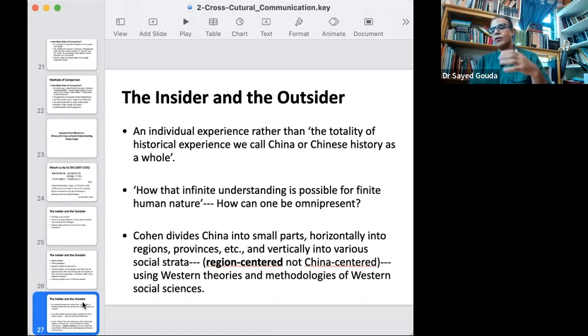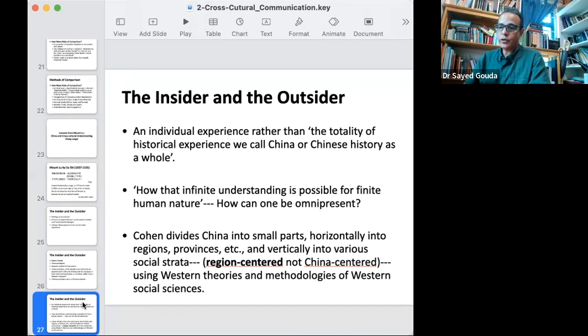So he offers this approach for how to study Chinese history, which is so huge and stretches throughout thousands of years. How can one scholar understand all this history? So he suggested to divide it into small parts. And instead of this China-centric approach, he suggested something region-centered, like dividing China horizontally into cities and provinces and studying each part alone. So it's region-centered, not China-centered.